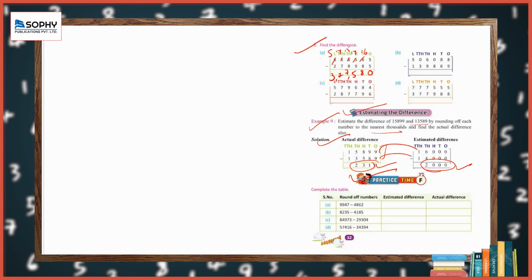Now let's look at the practice time F. In the first one, we have to complete the table. Here is the serial number, here are the rounded off numbers, here is the estimated difference, and here we have to find the actual difference, students. So this term can be rounded off to 10,000, and the second term is rounded off to 5,000. So it becomes 5,000, and it is our estimated difference, and the actual difference is 5,085.